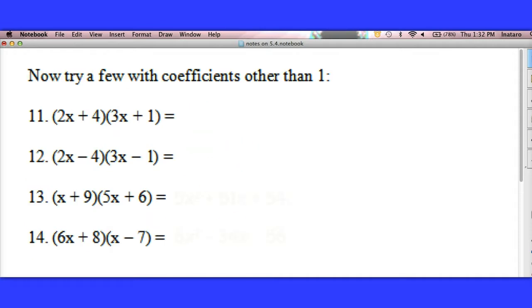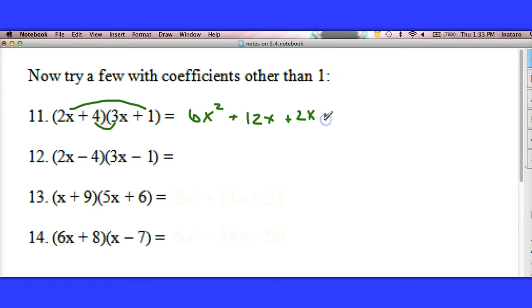Here we need to do maybe a little bit more work and be a little more careful. So 2x times 3x is going to give us 6x squared. And I can't just add the 1 and the 4 to get my middle term, because now notice we're multiplying the 4 times the 3x here and the 2x times the 1 here. So we have to be careful. I'm going to actually write these down so we have a record of them. The 4 times the 3x is 12x, and the 2x times the 1 is 2x, and then we multiply our last terms together to get 4 times 1, which is 4.